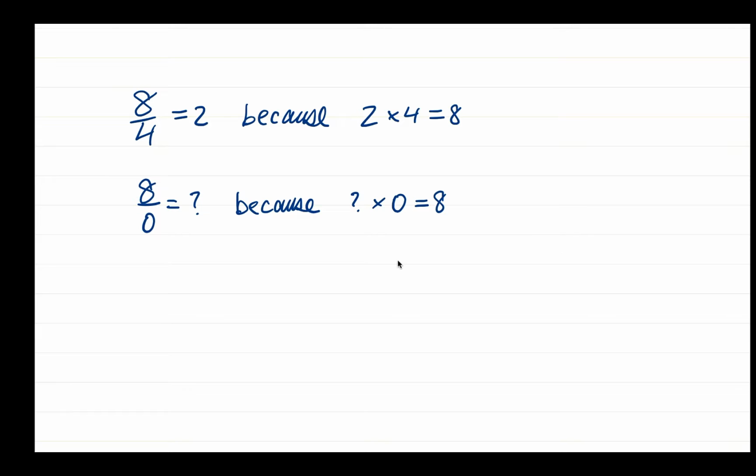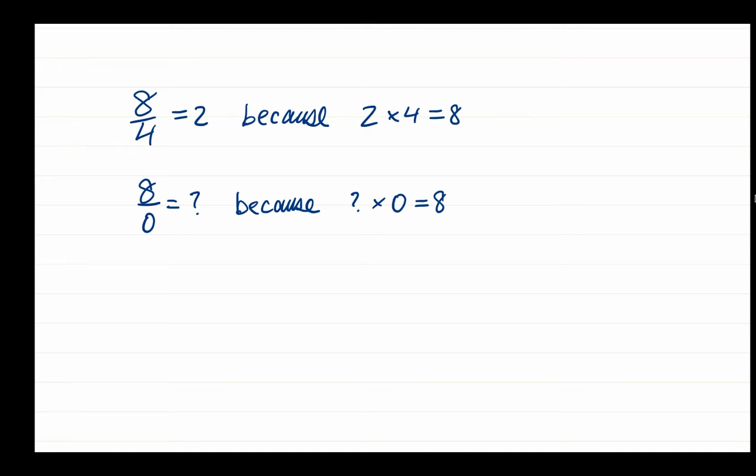Let's see. Well, some people say the answer here is 0. Well, no, 0 times 0 is 0. Oh, the answer is 8. No, 8 times 0 is 0. Oh, the answer is -8. Well, -8 times 0 is also 0. And how about 1? Well, no, 1 times 0 is 0. And then you say, wait a minute, there is no number that when I multiply by 0, I get 8.